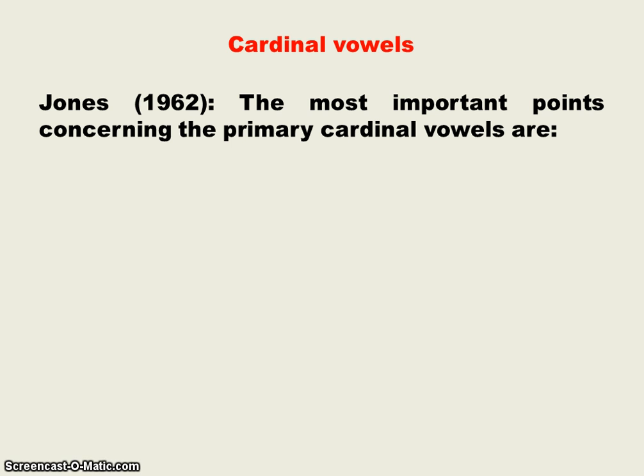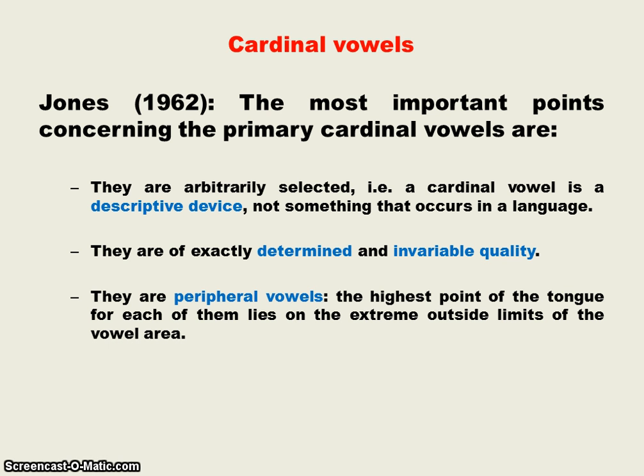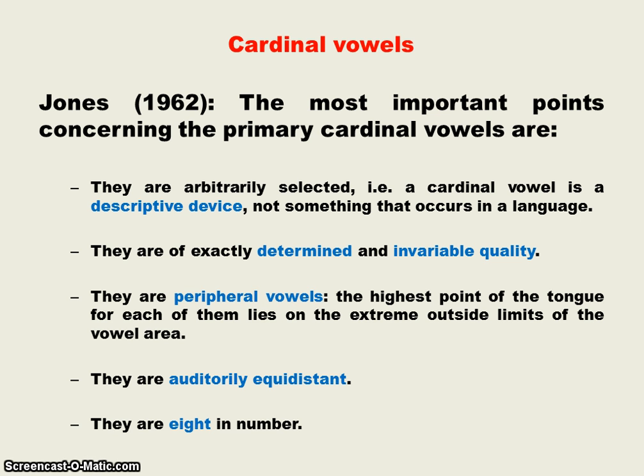According to Jones, the most important points concerning the primary cardinal vowels are: they are arbitrarily selected. That is to say, a cardinal vowel is a descriptive device, not something that occurs in a language. They are of exactly determined and invariable quality. They are peripheral vowels. In this case, the highest point of the tongue for each of them lies at the extreme outside limits of the vowel area. They are auditorily equidistant, and they are 8 in number.